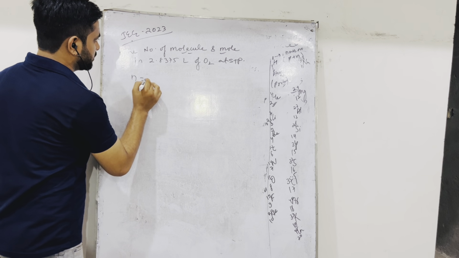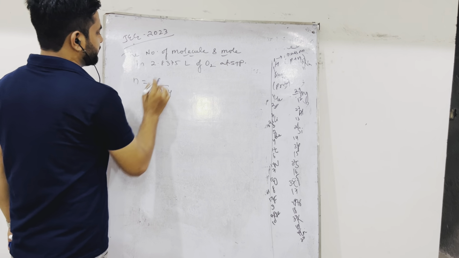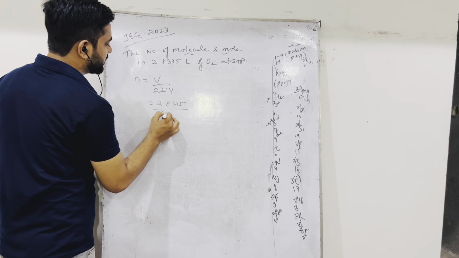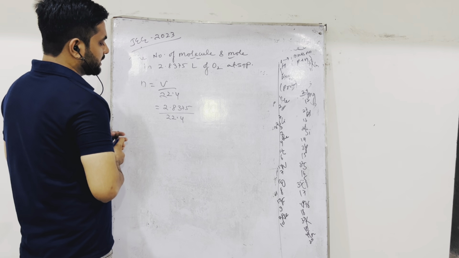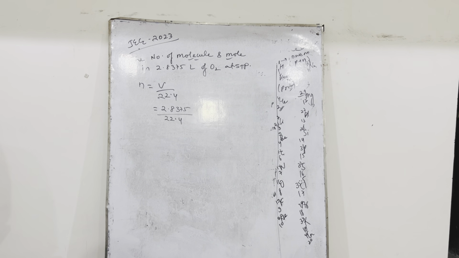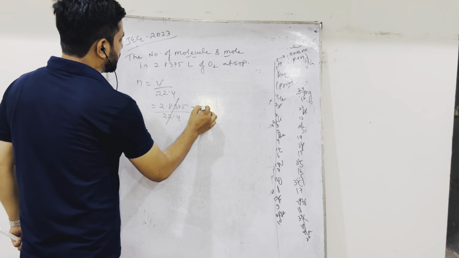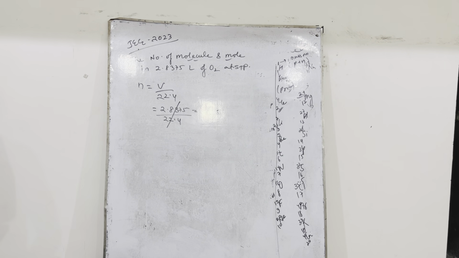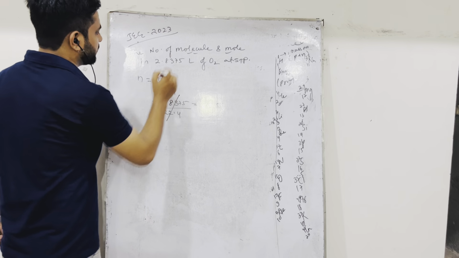n is equal to V upon 22.4. V is 2.8375 and the molar volume is 22.4 liter. Now we have to solve this. This one is 0.125, 0.1 by 8 times it will be cut. So 0.125. And after this, we have to find the number of molecules.